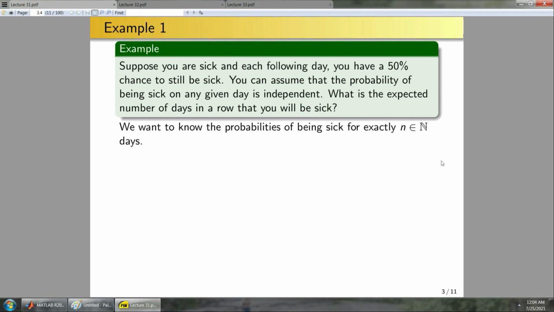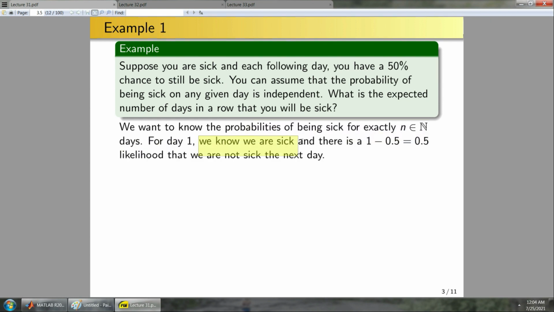Okay, so let's first compute the probability that we're sick for exactly one day. Well, for day 1, we know that we're sick, and there is a 1 minus 0.5, or 50% likelihood that we are not sick on the next day. So combining these together along with our assumption that things are independent, there's a probability of 0.5 that we're sick for exactly one day. So explicitly 1, the probability of being sick on day 1, times 0.5.